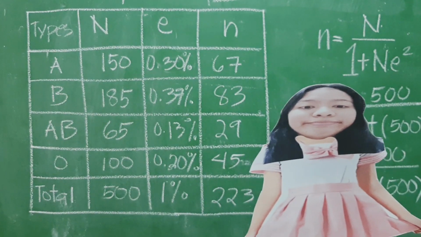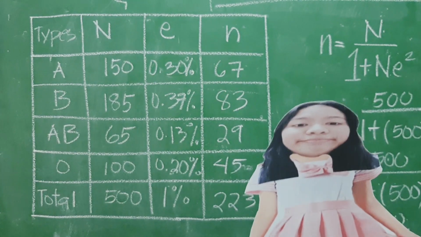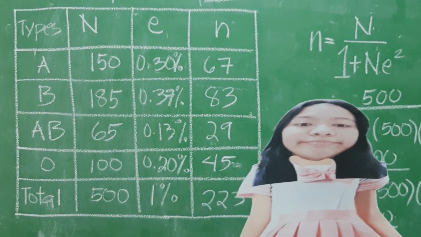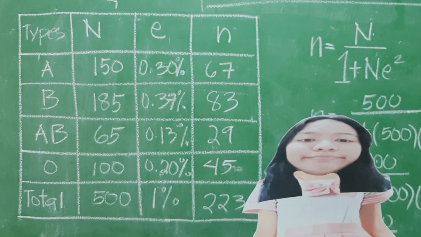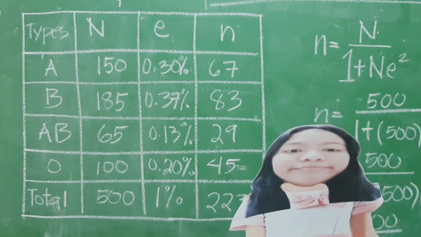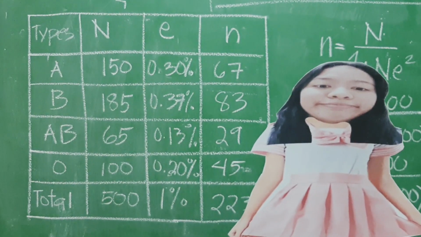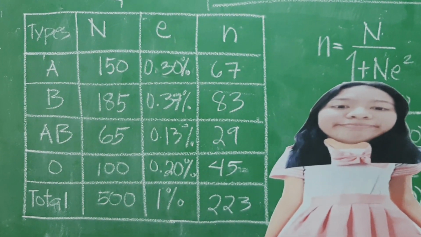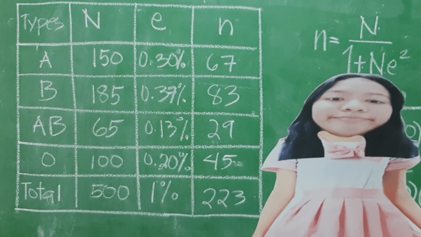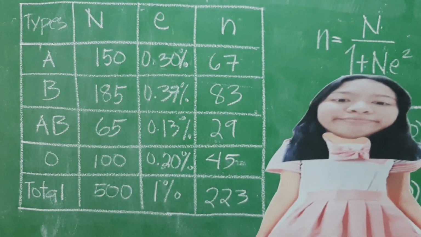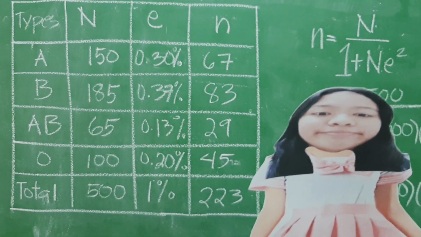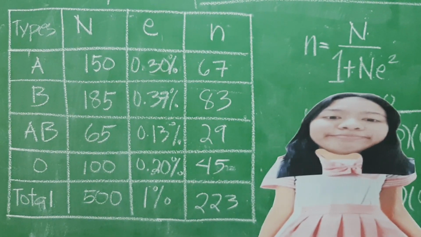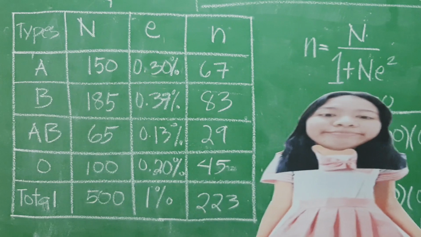So, let's tackle type A. First, multiply the percentage by the overall sample size. So, we got 0.30 multiplied by 223. Then, the answer is 67. Next, the second type, which is type B. Multiply 0.37 by 223, and the answer is 83. Type AB has the percentage of 0.13. So, multiply it by 223. The answer is 29. Lastly, we have type O. The percentage is 0.20. Multiply by 223, and the answer we got is 45.